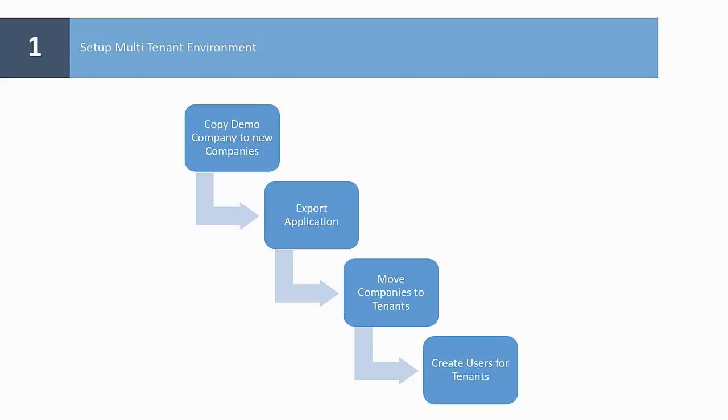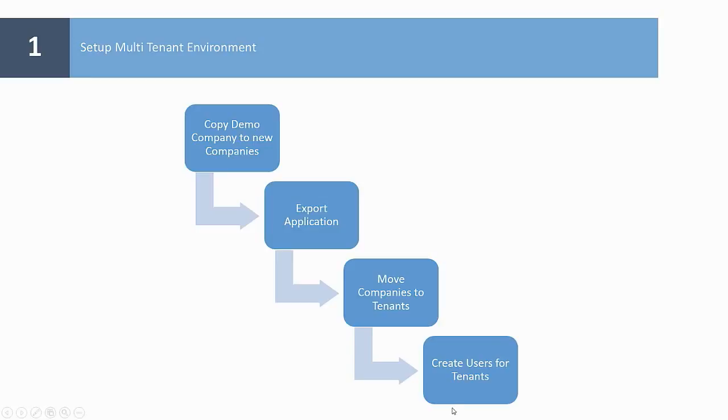So here are the steps you go through. Firstly, you copy the demo company to create new companies, as many as you intend to test with. I gave them all the same name, Cronus 0 to 5. Then you export the NAV application to a separate database, and then you move the companies from the original database to a separate database for each tenant. And then finally you need to create the users for each of the tenants that you're going to test with.